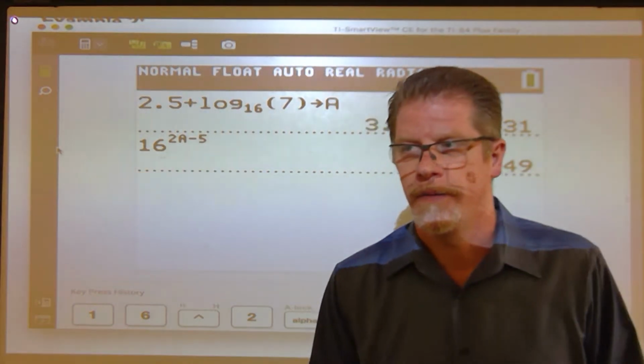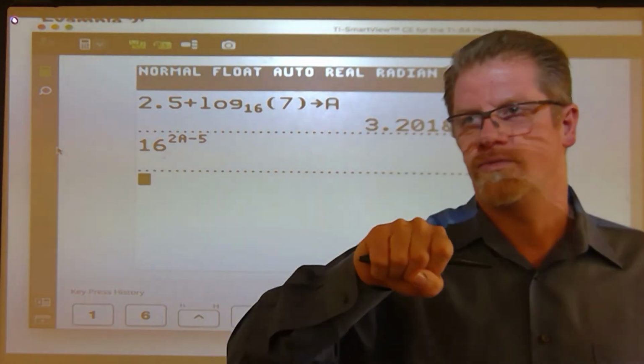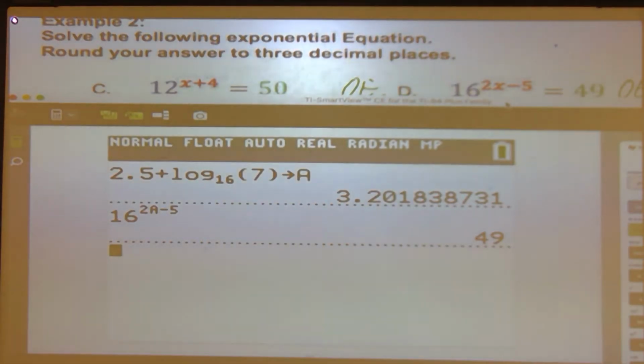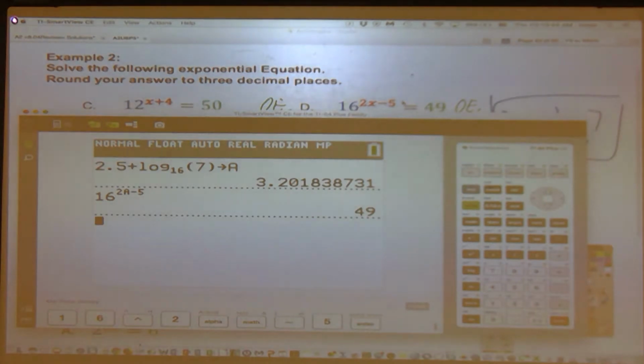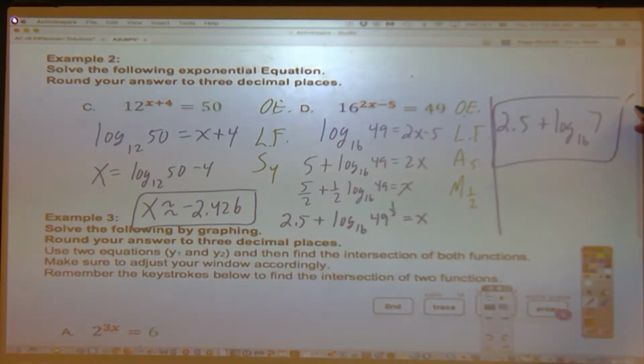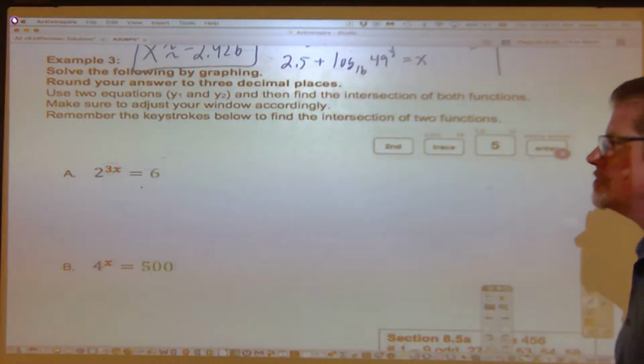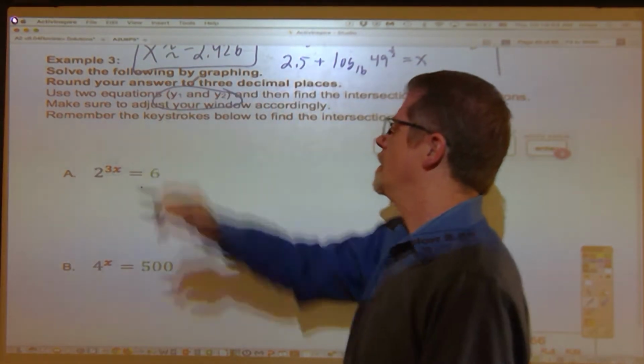All right, let's go to the next problem. Unzoom. Next problem, here we go. Solve by graphing. What, are you kidding me? Graphing? Well, we're going to use y1 and y2 to solve by graphing.